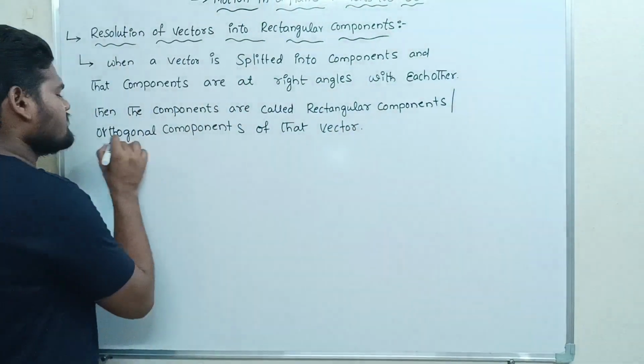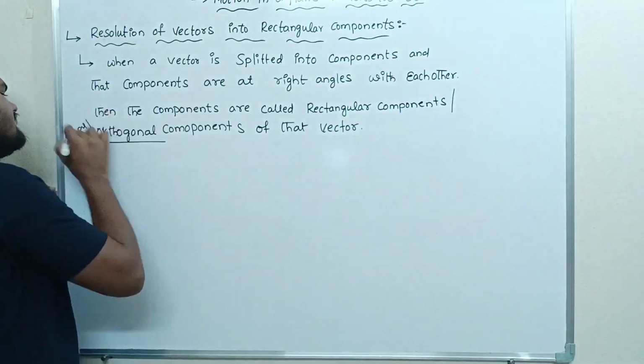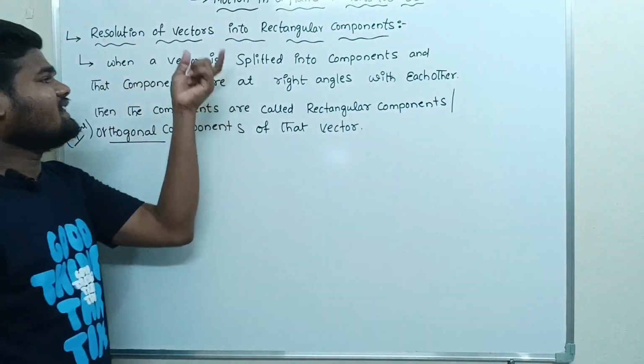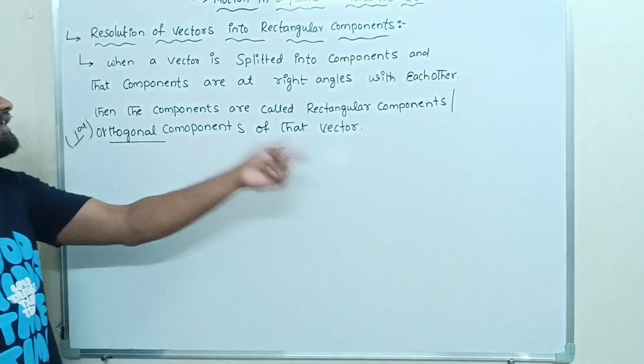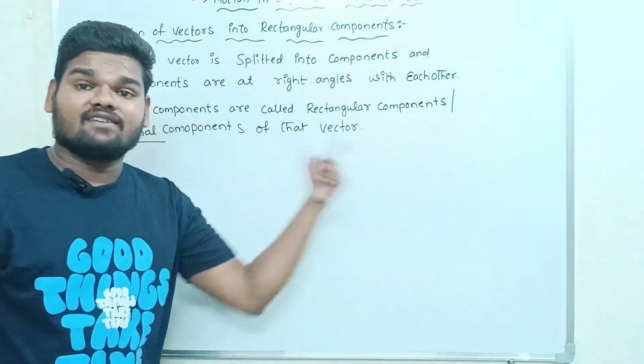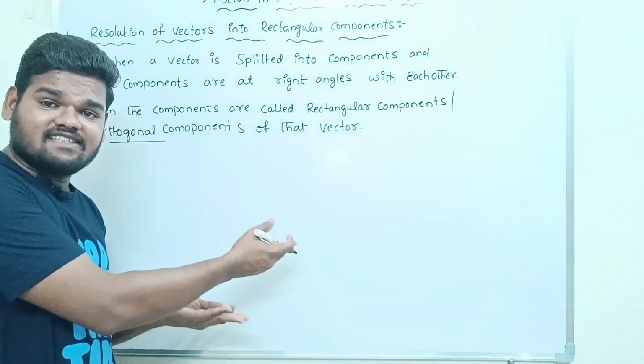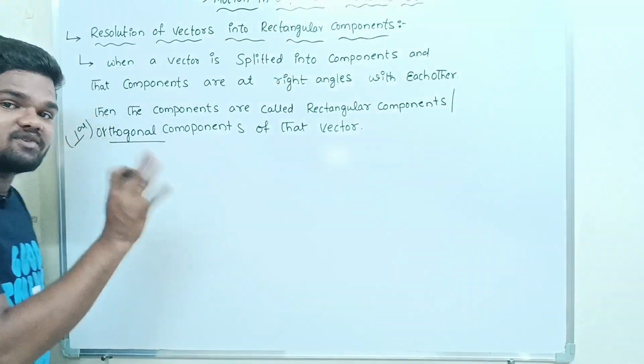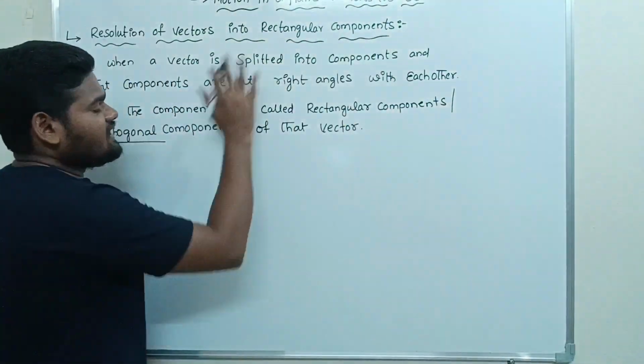Orthogonal means perpendicular. Orthogonal is nothing but perpendicular. What is the meaning of a vector split into components whose components are at right angles with each other? This is the definition given in the textbook, but have a look at what it means.